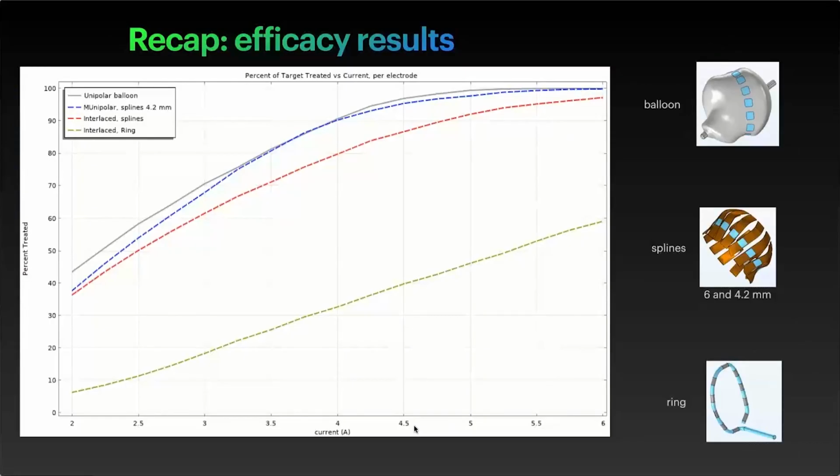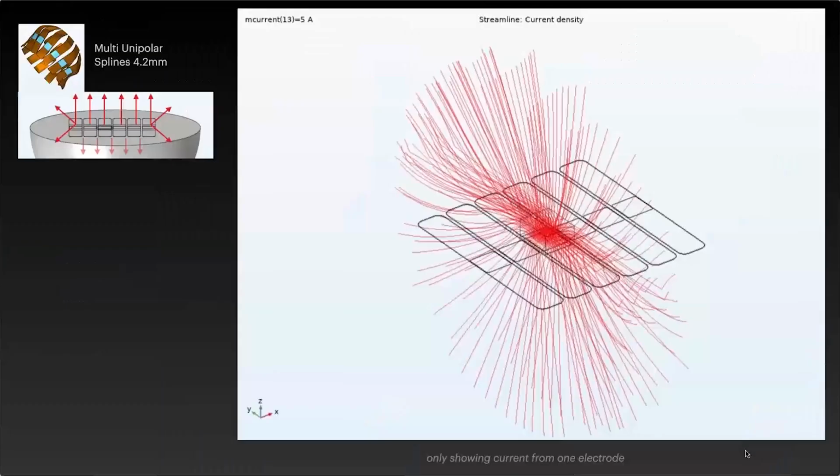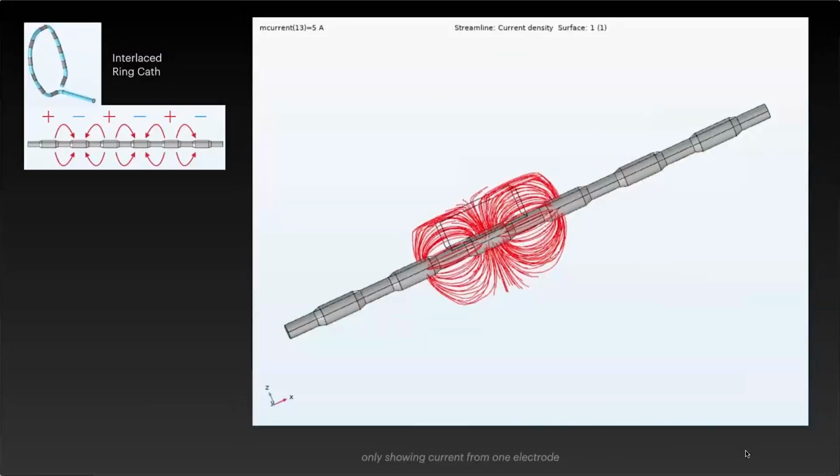So here, recapping the results, and let's move on. We have a lot of material to cover, so I'm going to go a little bit faster now. This is just a qualitative assessment of the current density, again showing how nicely a balloon keeps the current away from the blood, whereas in the ring catheter down here, there's a lot of energy and current going into the blood pool. I'm going to skip this one real quick. These are just the field lines of 2 of the systems that I showed.